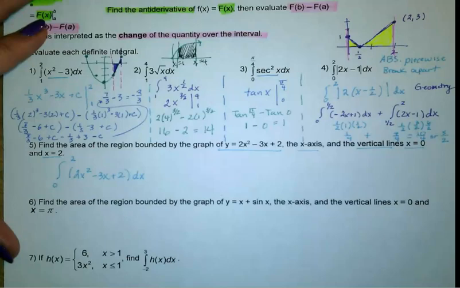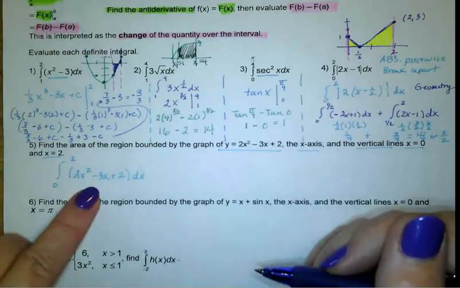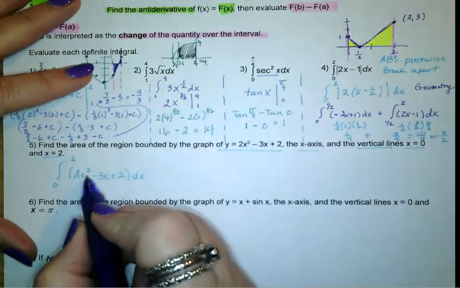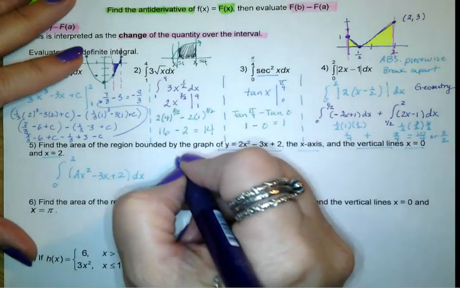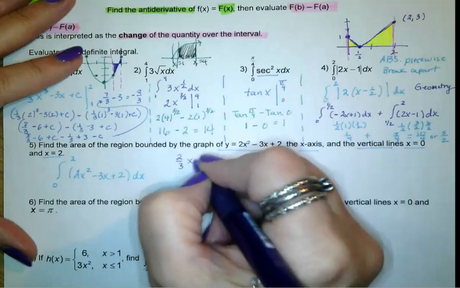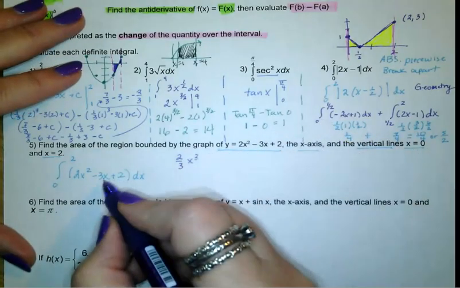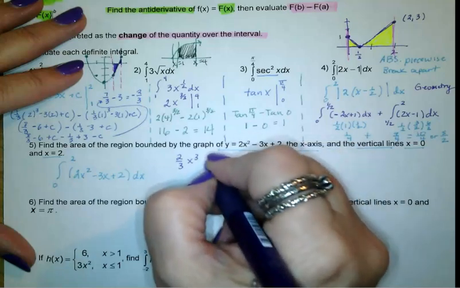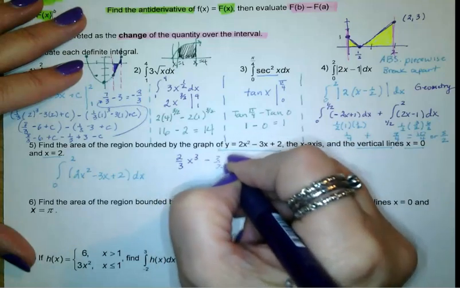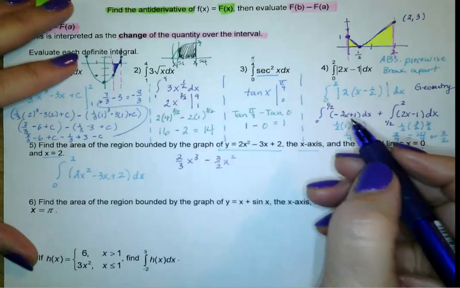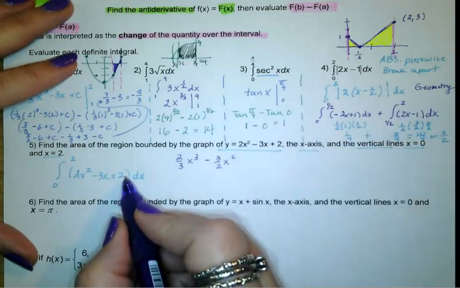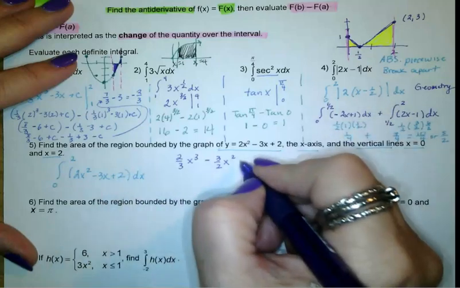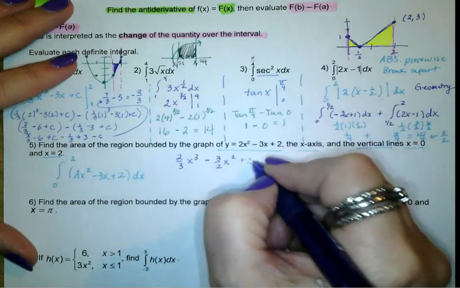Okay, so to go through our fundamental theorem, now we need to find the antiderivative of this. So I'm going to add 1 to the exponent on x, makes that a 3. I'm going to divide down, so I get 2/3 x cubed. And then I'm going to add 1 to the 1, so that makes it a power of 2. And I divide down, I'm going to get minus 3/2 x squared. And then when I have a 2, remember that's the same thing as x to the 0. So when I add 1 to it, I now have an x, and this is going to be plus 2x.